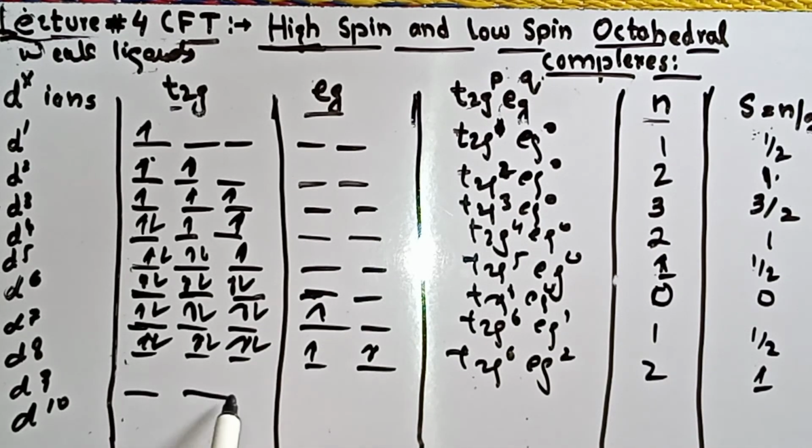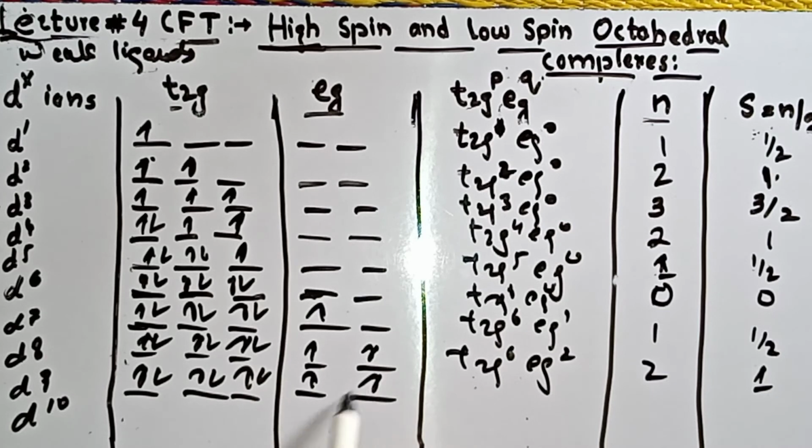In the D9 system, first of all pairing will occur in T2G. After that the remaining 3 electrons will go like that. First of all unpairing, after that pairing will occur. So T2G has 6 electrons while Eg has 3 electrons. So here there is 1 unpaired electron, so the resultant spin will be 1 divided by 2.